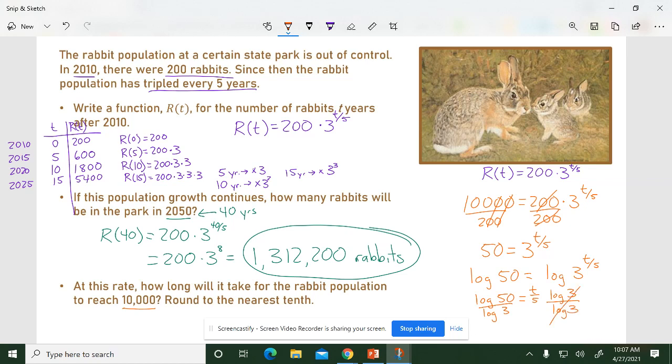And I'm going to need to write this elsewhere where I have a little more space. So I'm going to move over right here underneath the word rabbits. So we have log of 50 divided by log of 3 equals t over 5. Now, the only thing I need to get rid of is that 5. So I'm going to multiply both sides by 5. And to figure out what t is, I've got 5 times log of 50 divided by log of 3. So once again, go into the calculator.